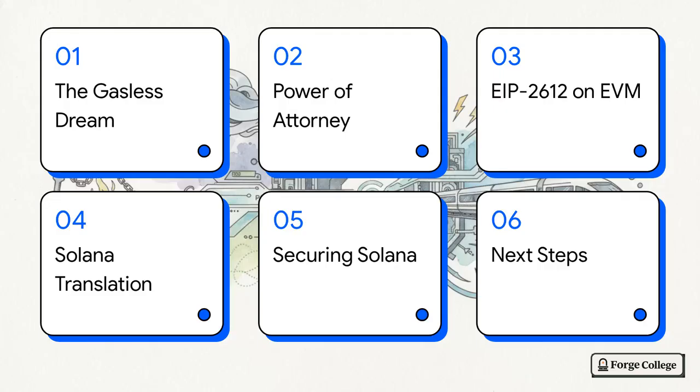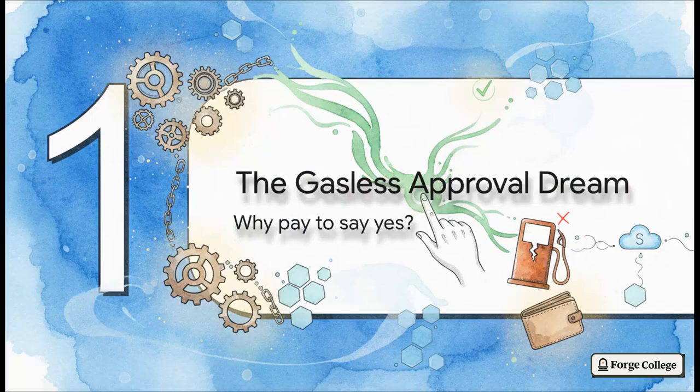Let's get into it. Okay, let's quickly look at our roadmap for today. First, we'll cover the gasless approval dream, then the power of attorney concept, followed by EIP-2612 on Ethereum. After that, we'll look at the Solana translation, designing for security, and wrap up with next steps and takeaways. Section 1. The gasless approval dream.